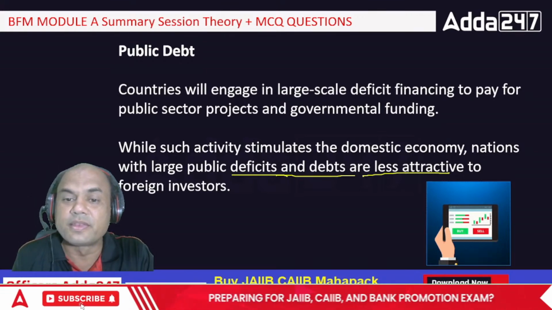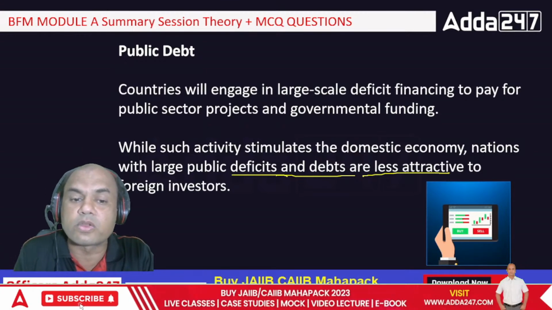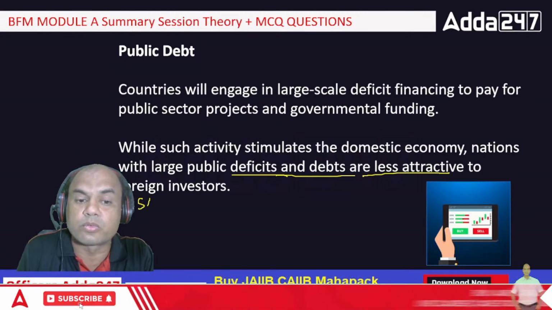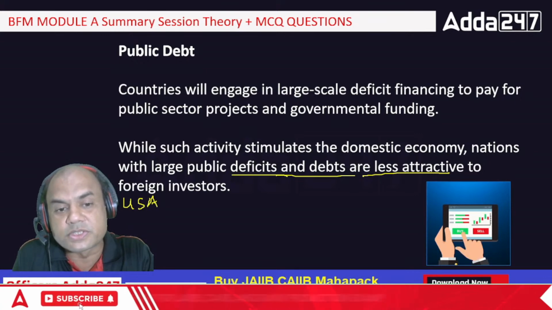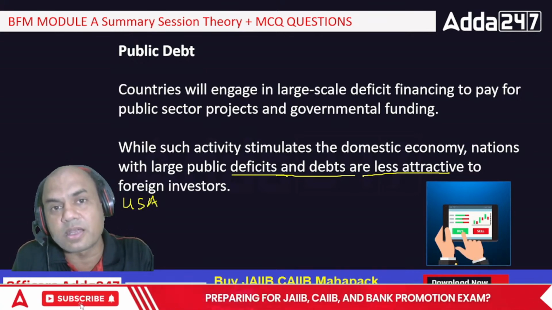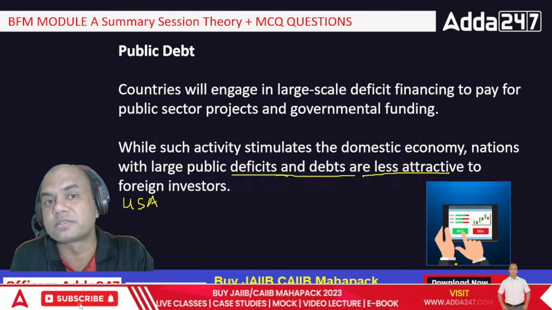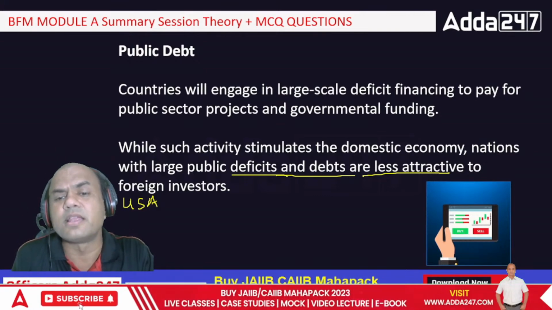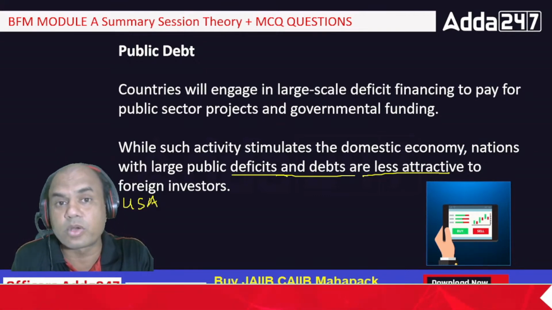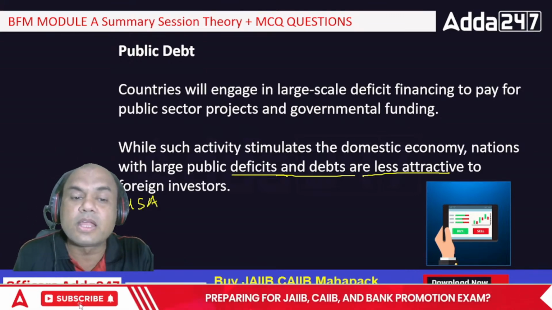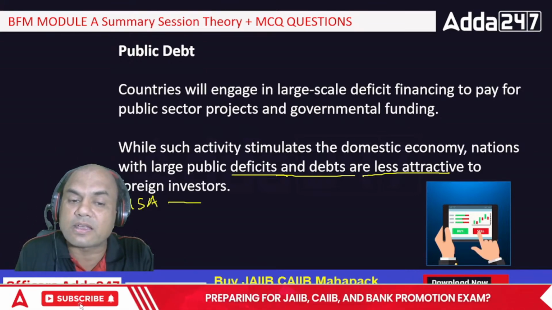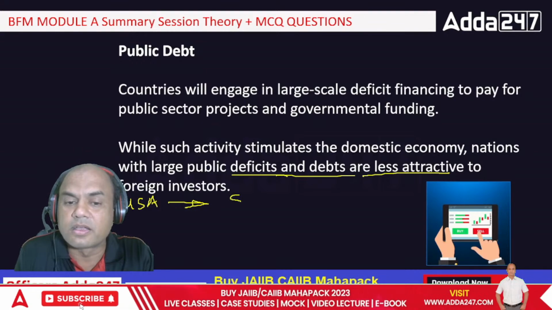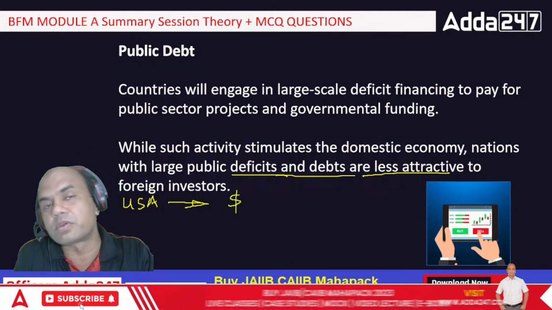Remember, this sentence is not true for USA. Why? Because USA has double the debt of its economy size. Double the debt. Then is it less attractive? No, it is more attractive. Why? The only exception is the US, because their currency, the dollar, is used as a base currency throughout the world.